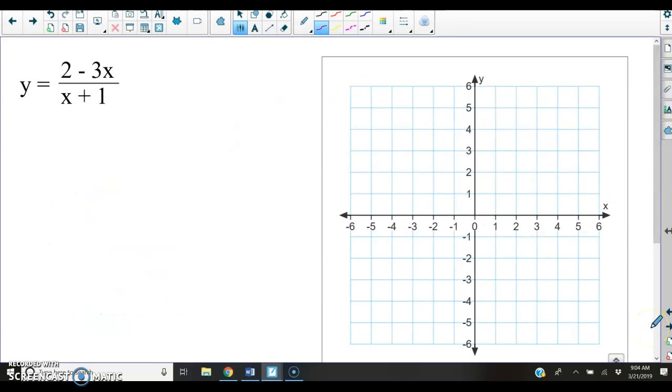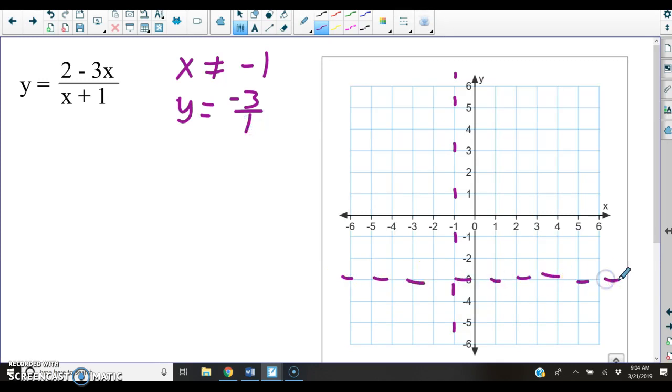Okay, here's another one. Let's practice this. So x cannot equal negative 1. So here's my vertical asymptote. In my horizontal asymptote, y would equal negative 3 over 1. So now it's down here. So I found my vertical and horizontal asymptotes. We're going to find a 0, so we're going to set the numerator equal to 0. So I'll get 2 equals 3x because I'll work with positives. And it looks like my 0 is at 2/3.